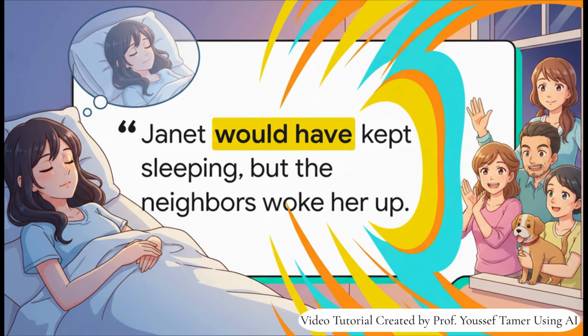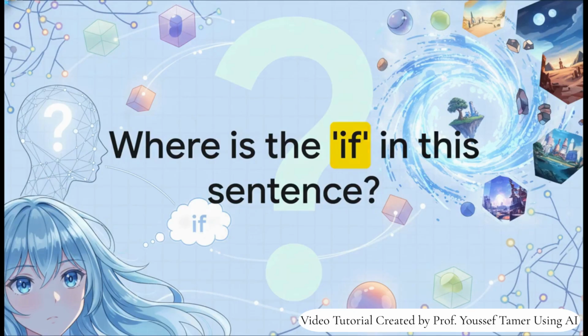I want you to just process that for a second. Read it again. It perfectly captures the alternate reality of what almost happened versus what actually happened to save her. Grammatically speaking, this is a conditional sentence. It's talking about a condition and a result. But here is where our grammar mystery actually begins. I've got a question for you. Look closely at that sentence we just read. Where exactly is the if?